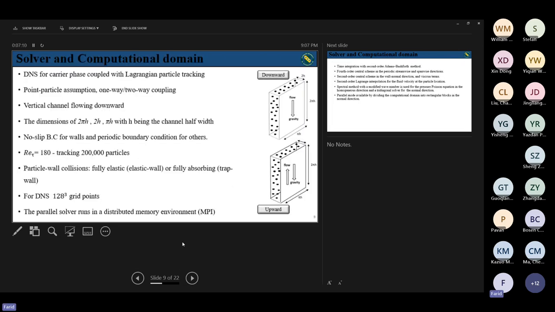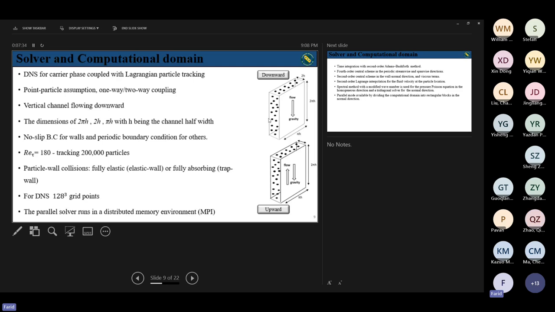So for the computational domain that we are focusing on, as I mentioned, we have DNS for the carrier phase coupled with Lagrangian particle tracking. We have the point particle assumption, one-way or two-way coupling. We have vertical channel flow downward. The result that I'm going to present is for downward flow, when we have gravity in the streamwise direction.